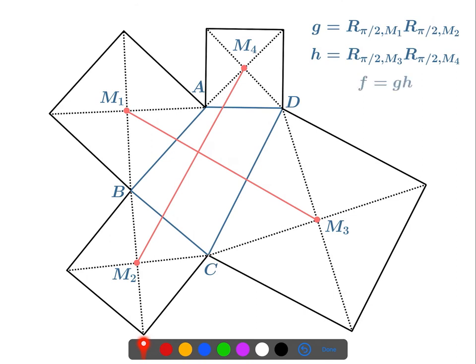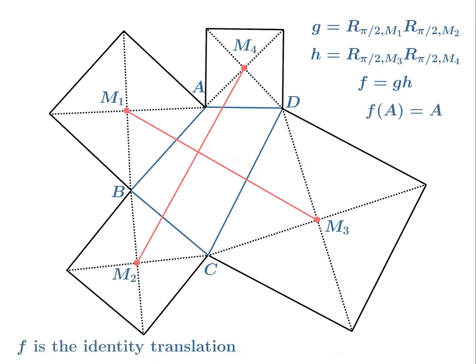So I'm going to combine those and call F equal to GH. So F is equal to GH. F is going to take A to itself because we're doing H first and then G. H takes A to C, and G takes C to A. So F is going to take A to itself.